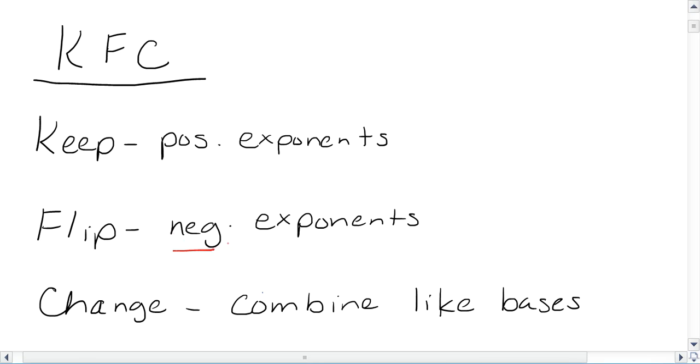If the negative exponent is in the numerator, it's flipped down to the denominator, thus making the exponent positive. If the negative exponent is down in the denominator, you flip it up to the numerator, and doing so makes the negative exponent positive. And after you've done your keep flip part, then you go through and combine any like bases that you have.